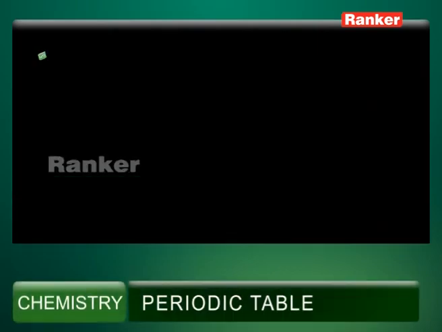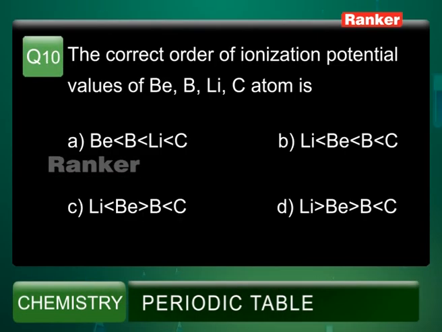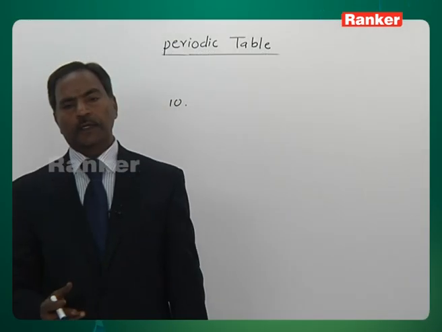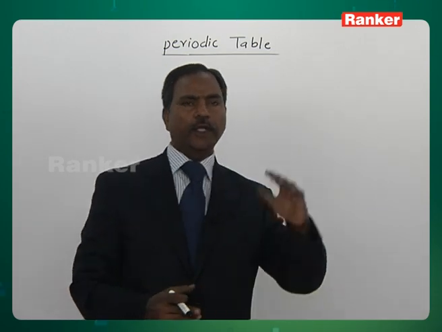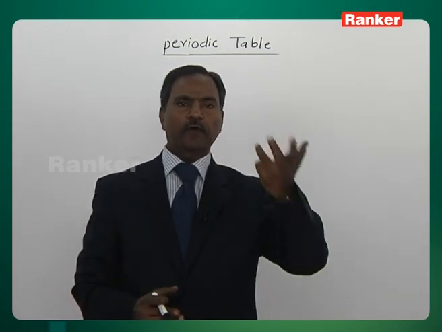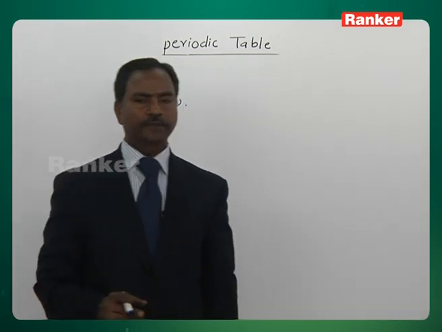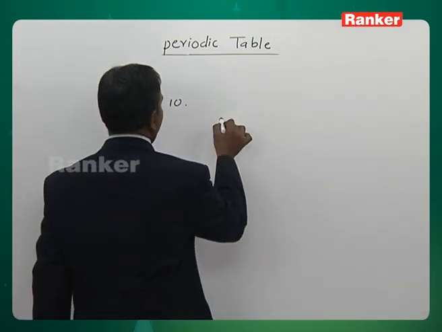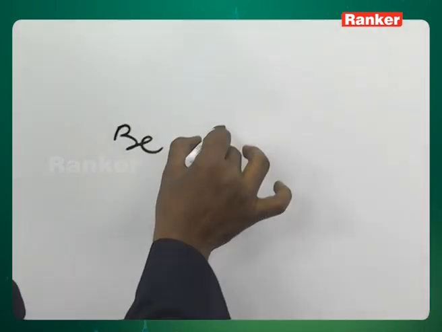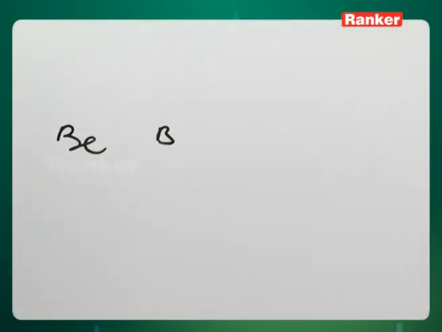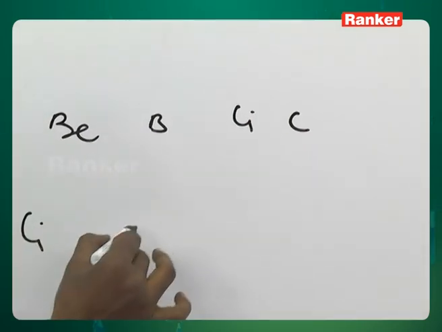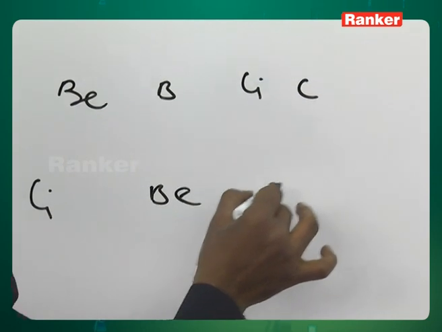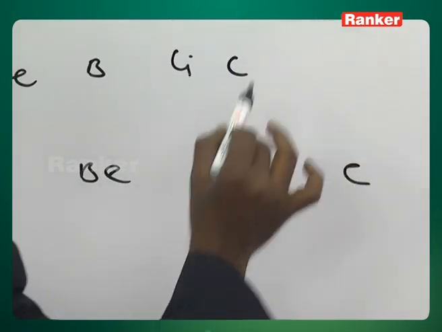See question number 10. The correct order of ionization potential values of beryllium, boron, lithium and carbon atoms is. Wherever the ionization potentials are given, check what their configuration is. According to their configuration, their stability of configuration, we can decide the IP values. What are given actually here? Beryllium, boron, lithium and carbon. Let us put in the order: lithium, beryllium, boron and carbon.